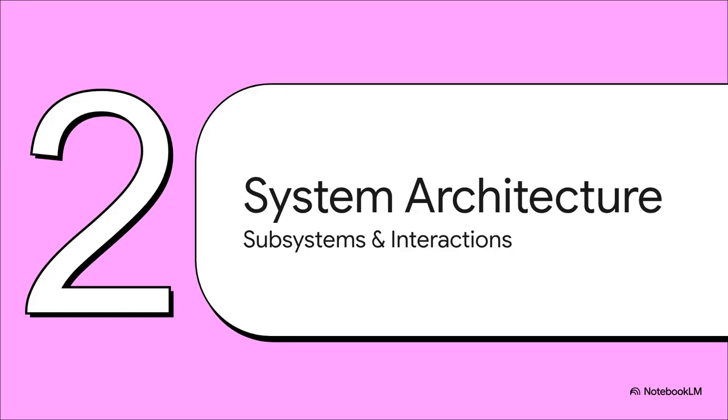Let's kick things off with the big one, architecture. This is like the 30,000-foot view of your entire system. It defines all the major parts and, this is crucial, how they're all going to communicate. There are a few common patterns or styles that you can choose from.